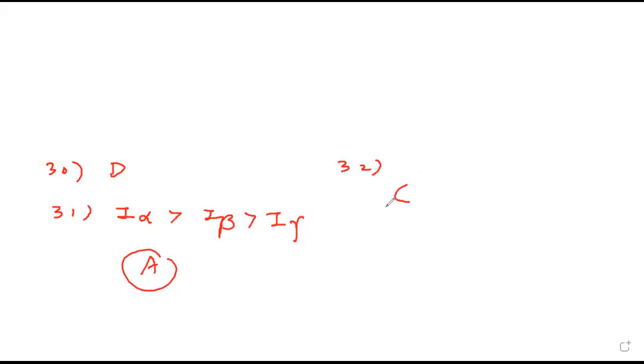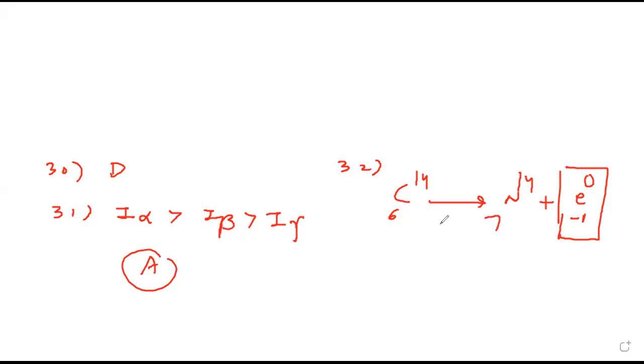32. Carbon nucleus emits particle X and changes into nitrogen nucleus according to the following scheme. C14-6 emits X and becomes nitrogen 14-7. What is this X? This is minus one e0, it should be. By law of conservation of charge, the mass number is 14, so 14 plus 0. Charge is 6, so 7 minus 1, that is possible for electron. So X is nothing but an electron. That is the option.